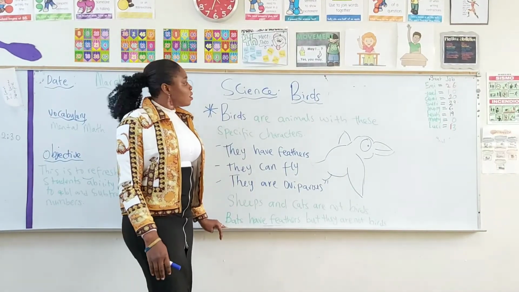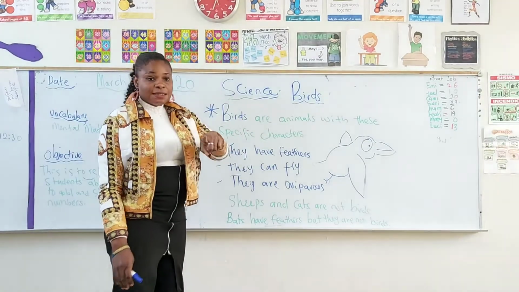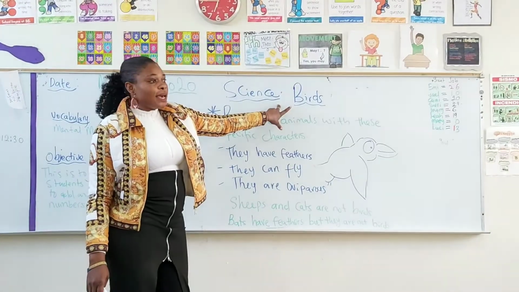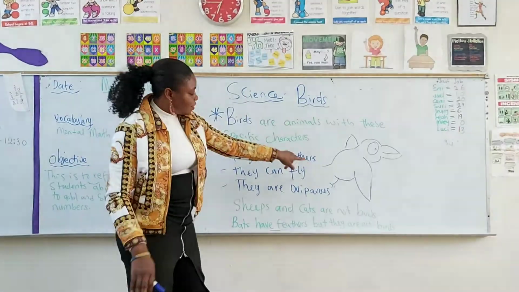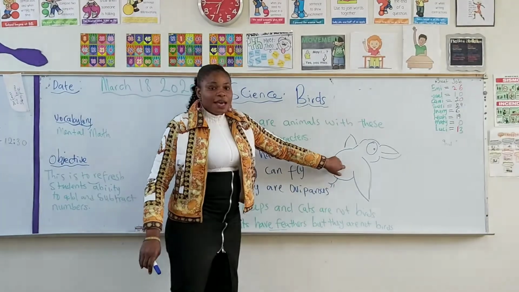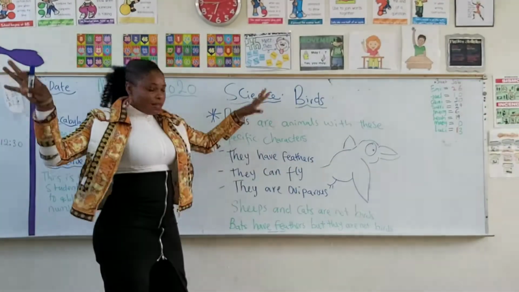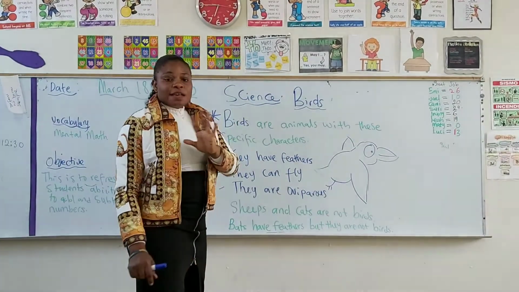So guys, for science, we're going to be doing birds, reptiles, and amphibians. But first, we're going to do birds. Okay? So, what is a bird? Of course, you already know what a bird is. This is a bird. Anything that looks like this, that has feathers, that can fly, is a bird.